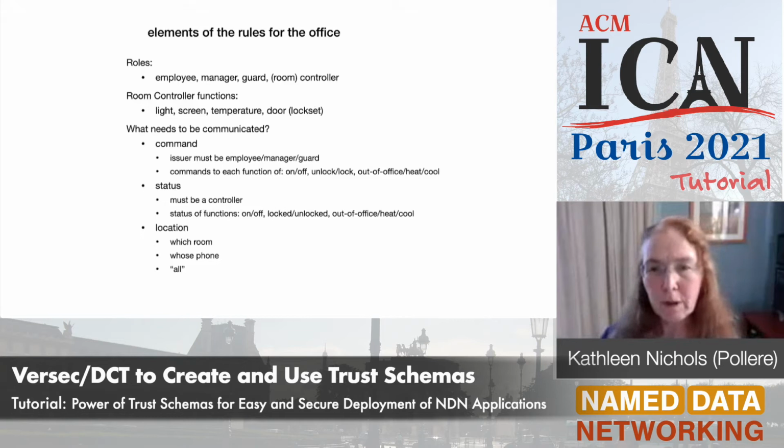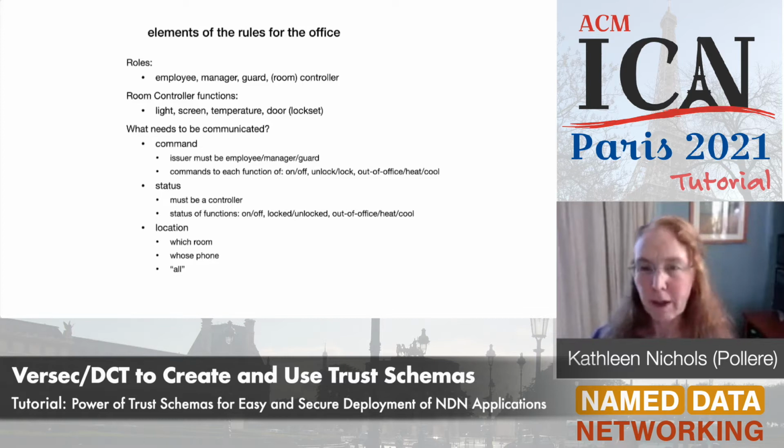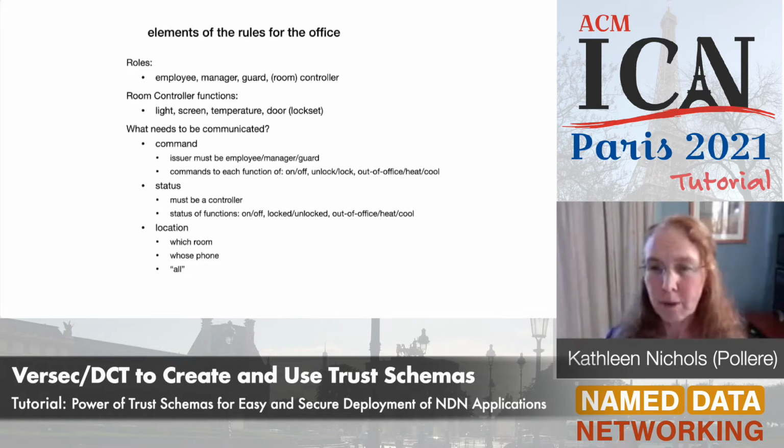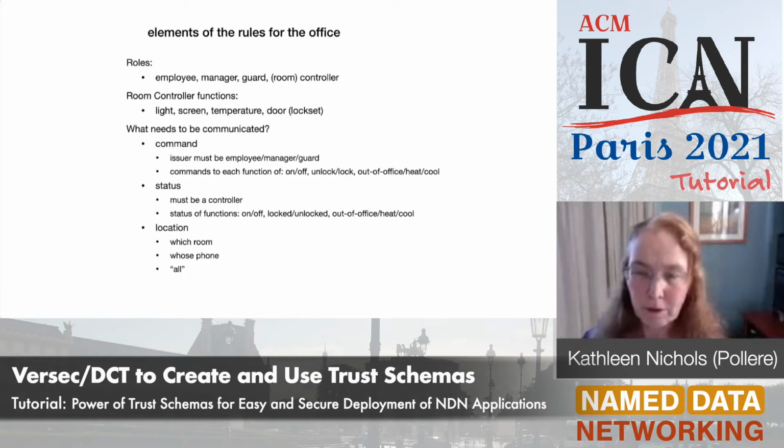The issuer of a command has to be an employee, a manager, or a guard. A room controller can't issue a command. And the commands would go to each function, so it could be on, off, unlock, lock. For temperature, I said you have an out of office energy saving mode, a heat mode, and a cool mode, so that there's some pre-planned temperature that you can set it to. And then the idea of communicating about your status.